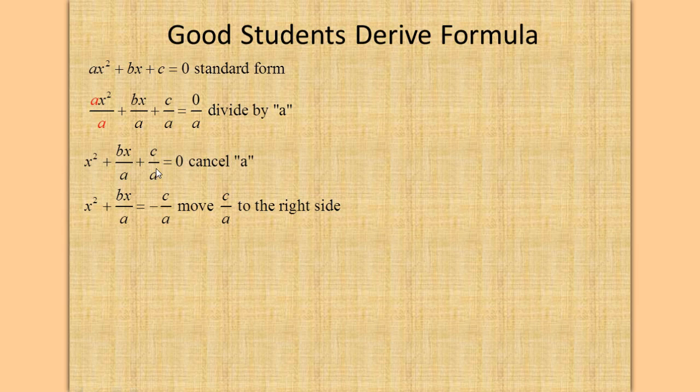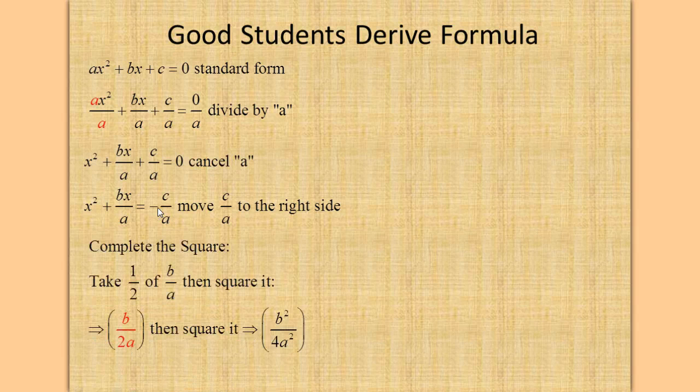Now what we do is we move the c over a to the right-hand side. Whenever we move a term past the equal sign, we change the sign of that term. So it's plus on the left side. When we move it to the right side, we change it to a minus. Now we complete the square.